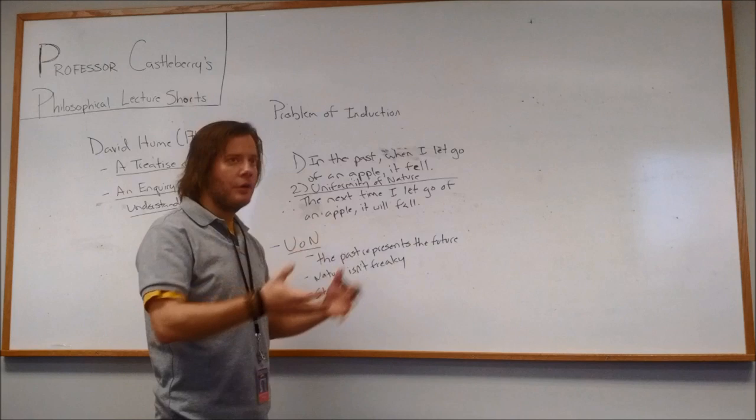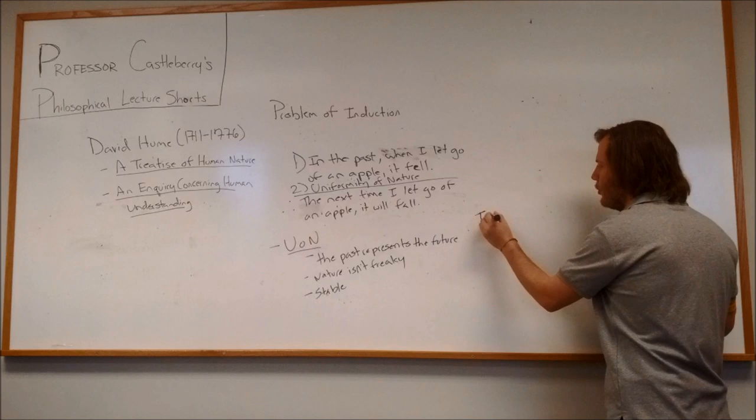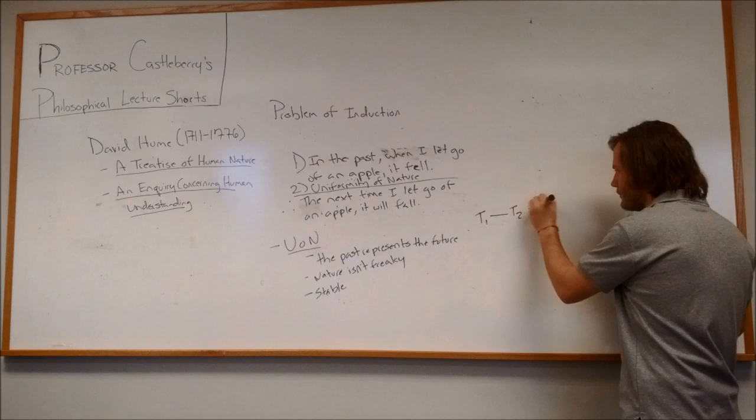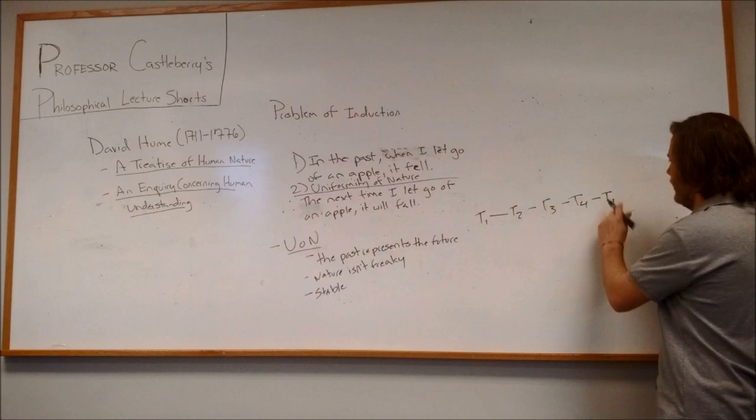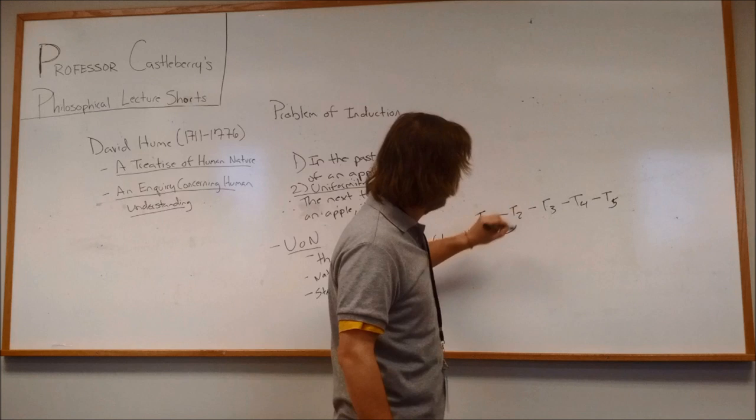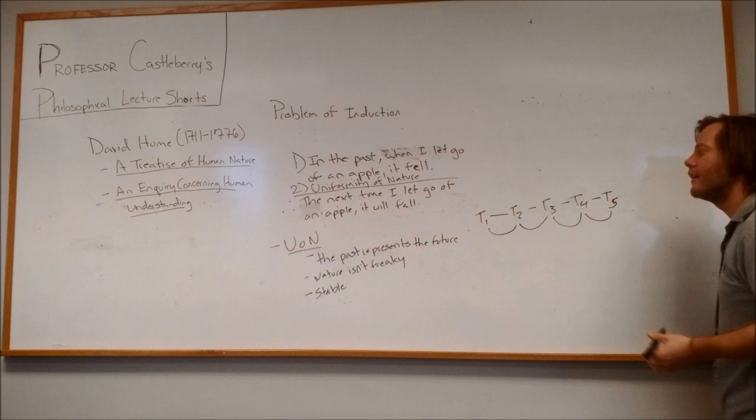I have observed, let's call this time one, let's say that's 20 years ago. 20 years ago, I saw nature was uniform. And then 15 years ago, I saw nature was uniform. 10 years ago, the same thing. 5 years ago, the same thing. And then yesterday, the same thing. I take a look at all these past observations at different times. Things here and here, uniform in nature seemed to be the case. Here and here, and here and here. Through my past observations, Hume, that's where I observed it, okay?